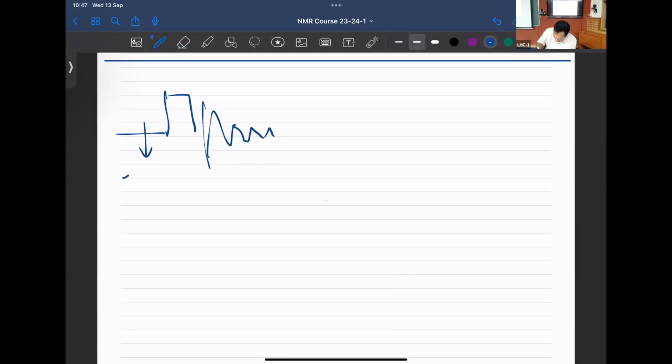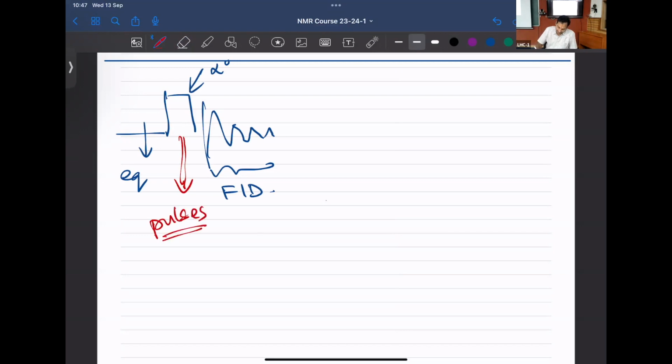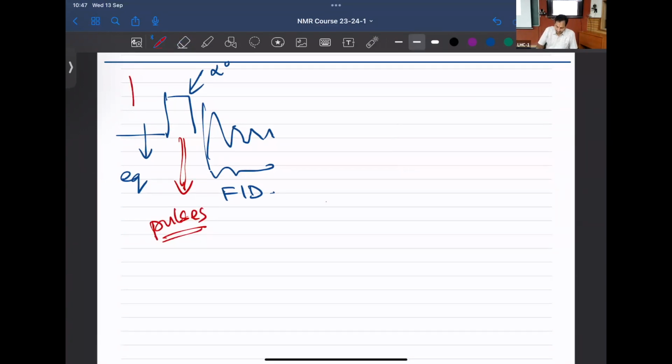So this is at equilibrium. This is the alpha degree pulse you applied. This is the FID. From here on, we'll be trying to draw pulses as rectangles and delays as nothing. So there's a simple one-dimensional NMR experiment.